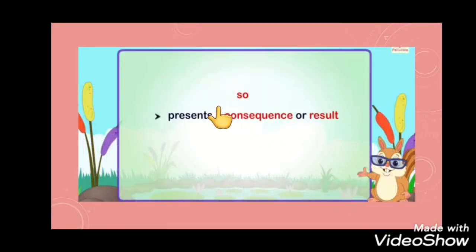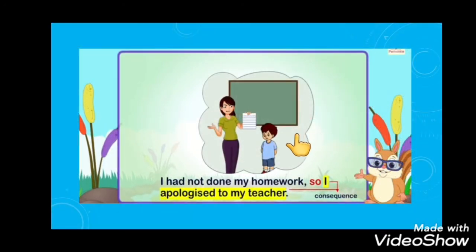The next conjunction is so. It presents a consequence or result. We use so for showing the consequences or the result. Let's see the example. I had not done my work, so I apologized to my teacher. Here, the consequence is that I apologized to my teacher. So here we use so as a consequence.